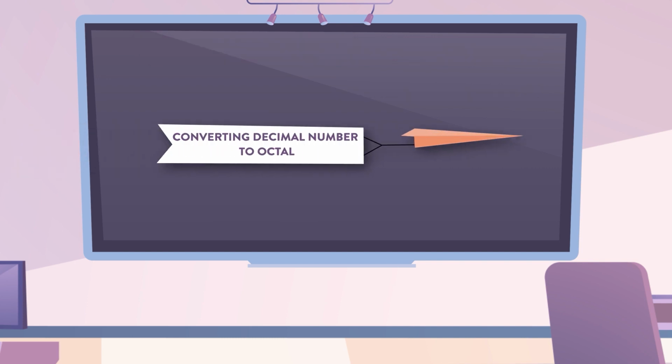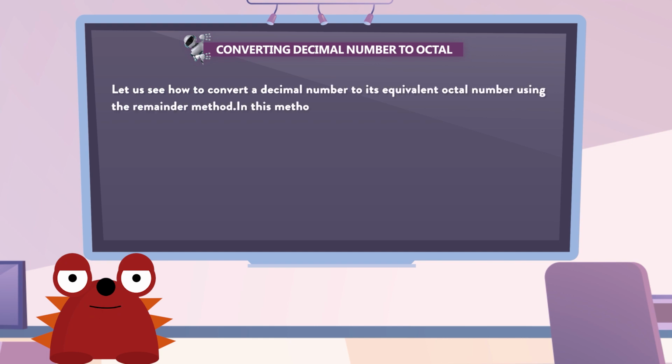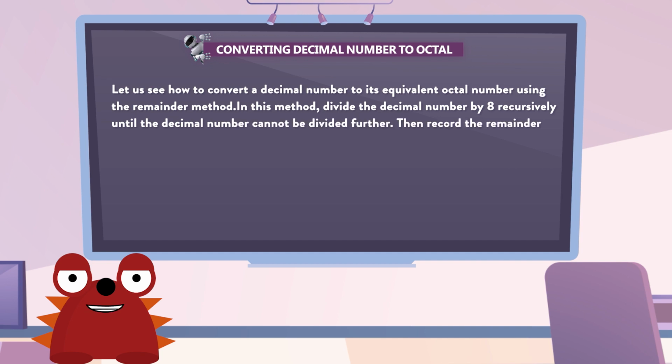Moving forward with converting decimal numbers to octal. Let us see how to convert a decimal number to its equivalent octal number using the remainder method. In this method, divide the decimal number by 8 recursively until the decimal number cannot be divided further. Then, record the remainders in reverse order to get the equivalent octal number.